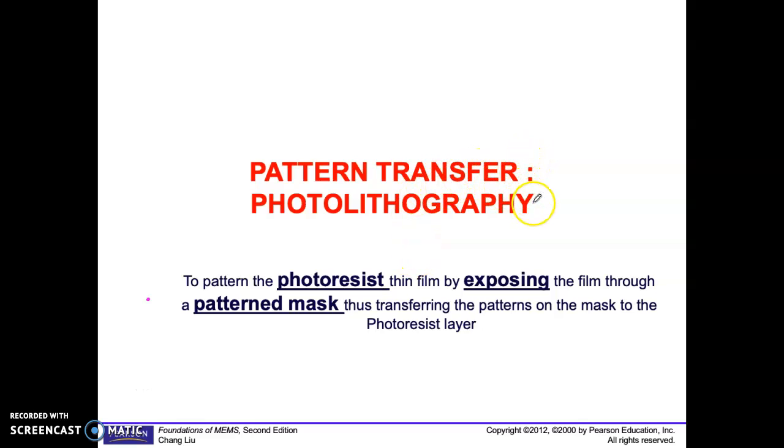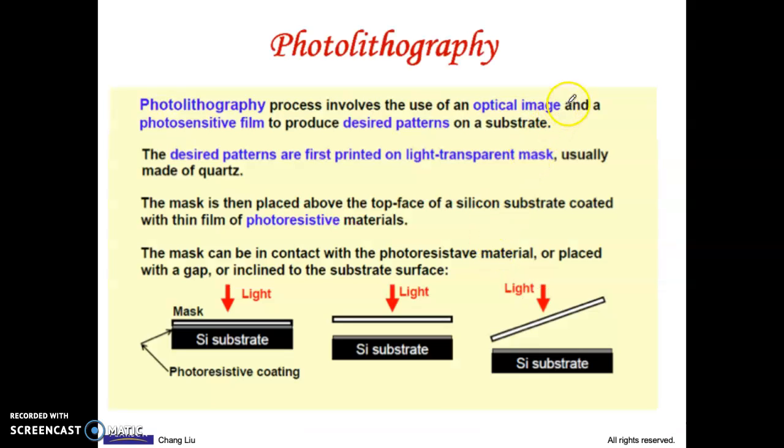So the second part is the photolithography. So what is the photolithography? From the name photo, we're going to pattern the photoresist film by exposing it to the light. Expose the film to the pattern mask and transfer the pattern on the mask to the photoresist layer. So you're going to expose your pattern mask to a light. That's why we call it photolithography, to transfer the pattern.